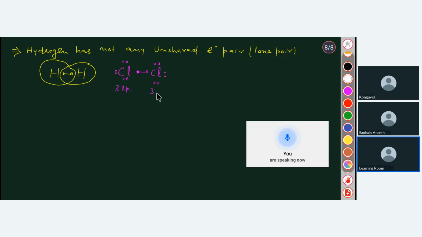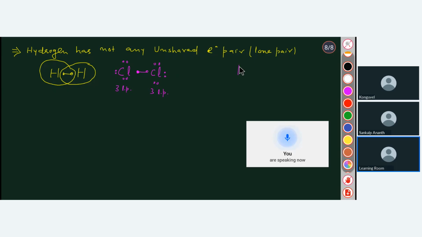It will also have the three lone pair electrons here. Sir, why can't it form a triple bond and have two lone pairs? What is the valency of halogens? One, sir. Yeah, one means they will form only one bond. How can they form a triple bond?